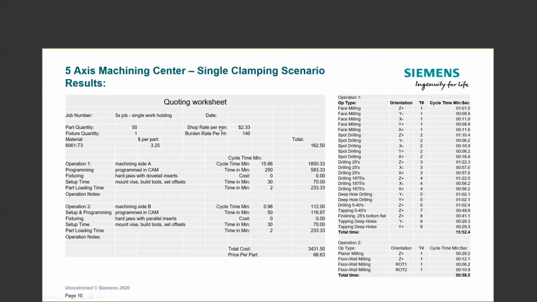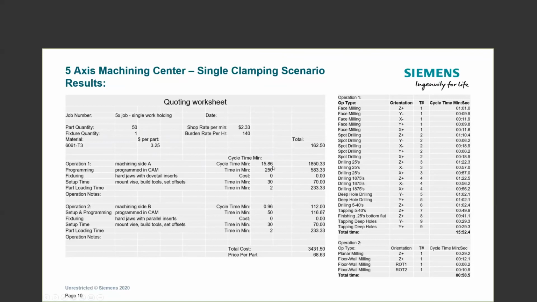Up here, we take a look at our shop rate per minute. Previously I mentioned burden rate is typically given per hour, but because cycle time and programming time we generally work in minutes, I wanted to convert that. So we have our shop rate here in minutes. The burden rate per hour matches 140 if you think back to the previous slide. Moving on, we have a cost per part of $3.25 times 50 parts, which gives us a total of $162.50.